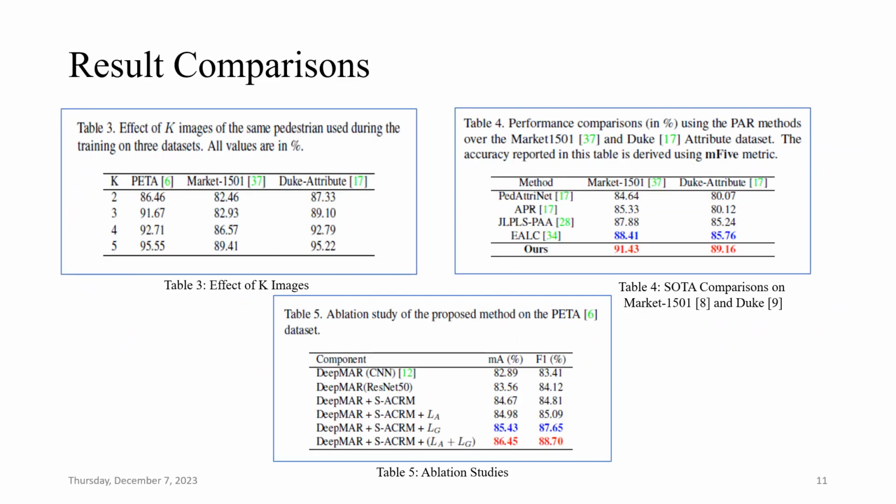Here, table number 3 represents the effect of the number of images used during training on 3 datasets. We have conducted this experiment on 4 different values of k. In table number 5, we present an ablation study on the proposed method.